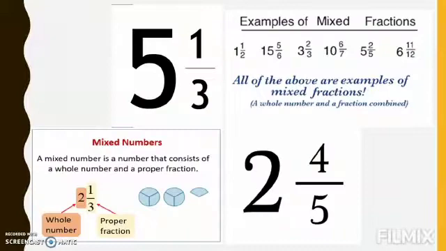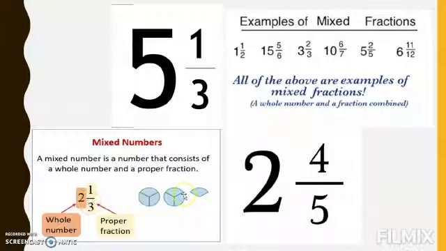Now let's move further to see another type of fraction, and it is called mixed number or mixed fraction. So what is a mixed number? Basically, it is a whole number and a proper fraction together when it is written. Like for example, 5, 1 upon 3. 2, 4 upon 5. 2 is the whole number and 4 upon 5 is the proper fraction. What was the proper fraction? As per definition, numerator has to be smaller than the denominator.